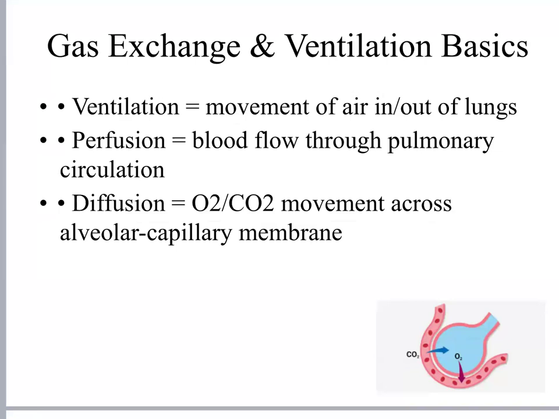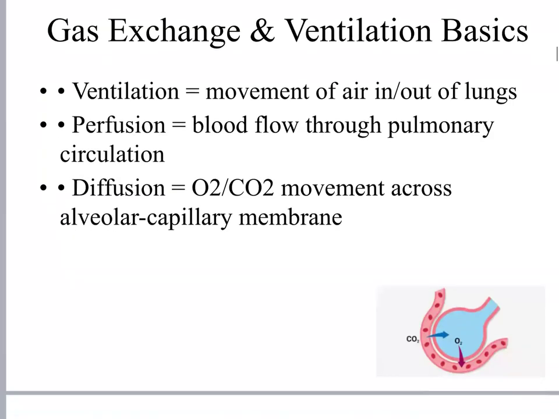Diffusion happens deep in our lungs, and that is the movement of oxygen and carbon dioxide across the alveolar capillary membrane. There's a little picture in the bottom right corner of how that happens. The CO2 comes into the alveoli, and it's exchanged for oxygen, which flows back out to the capillaries.